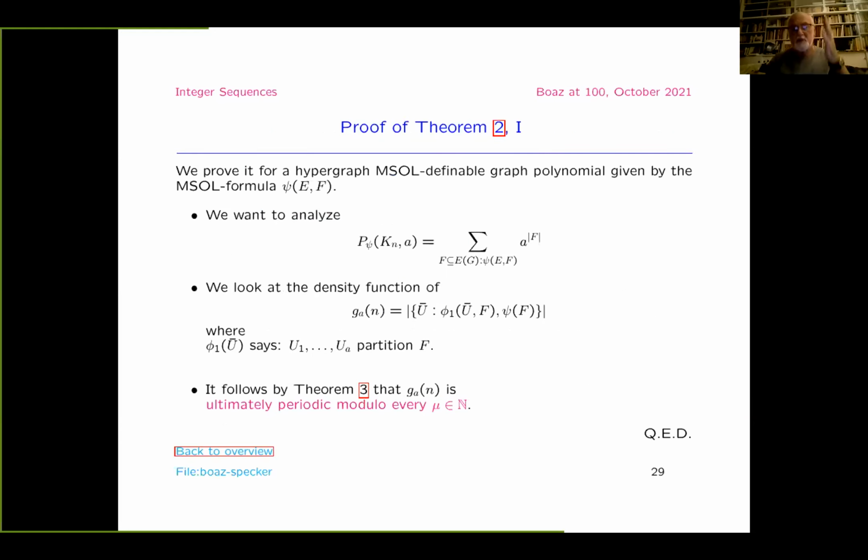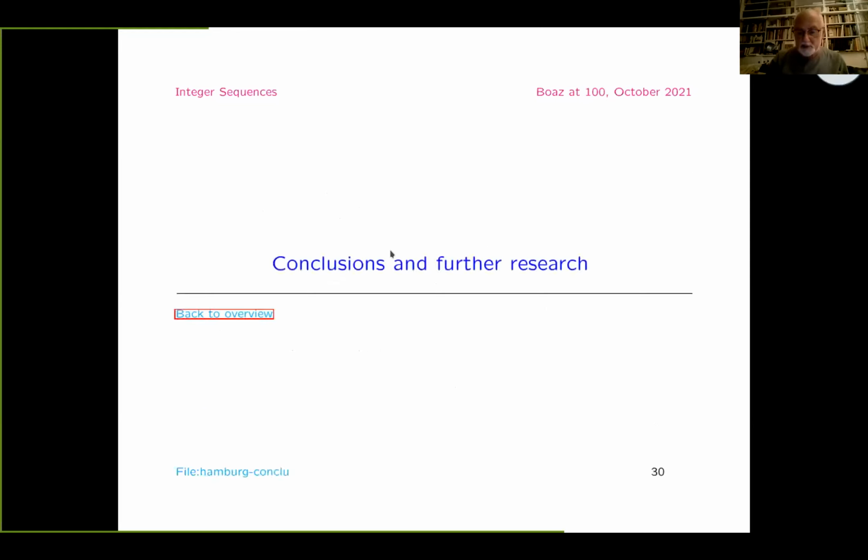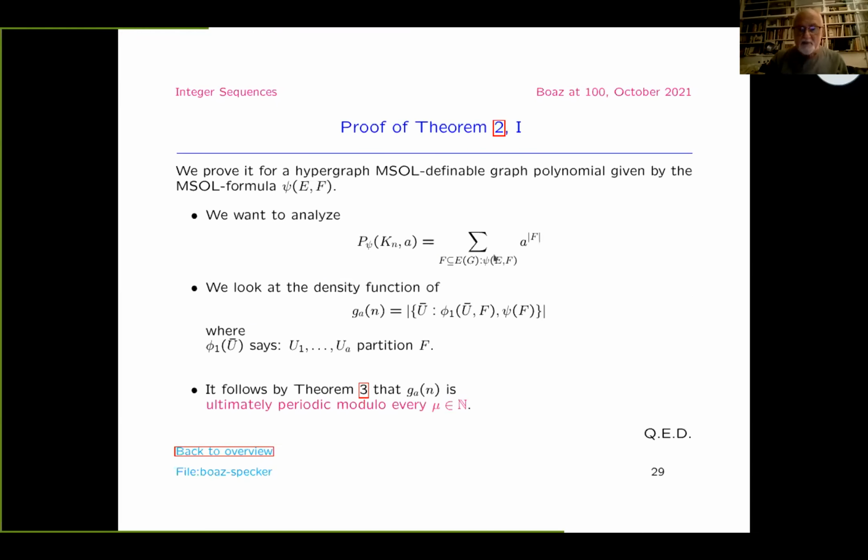Now, to prove theorem 2, which says that for anything which is hypergraph definable, we can do the same thing. We prove it for hypergraph definable polynomials given by a formula psi, and we want to analyze the graph polynomial for the clique of n elements for this polynomial here. And again, we look at the density function of a relation like this, where phi1 says that this is a partition, and then we again can apply the Specker-Blatter theorem, and therefore we get our result.